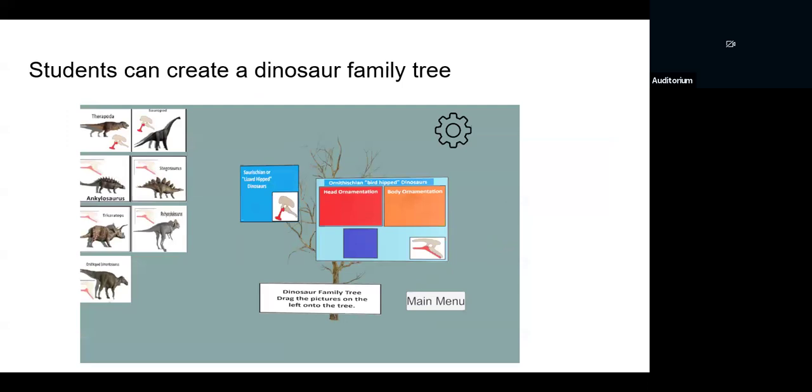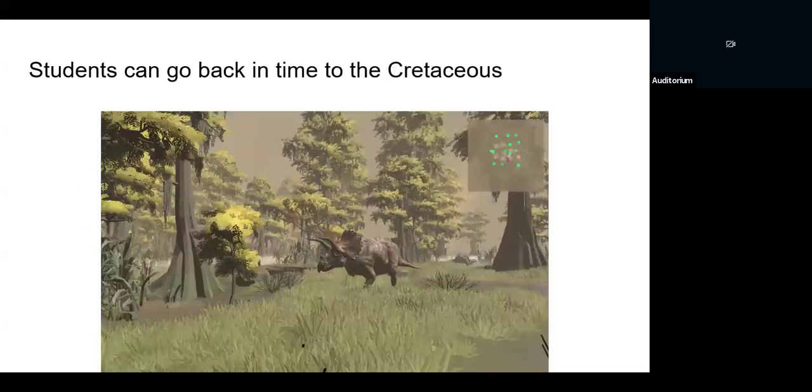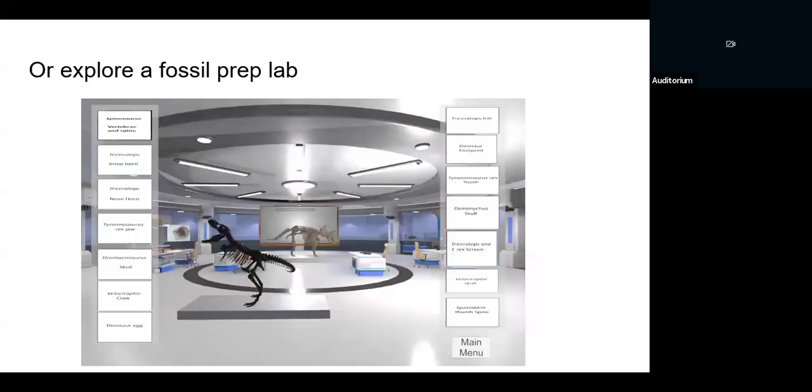There's also an activity where students can drag the main dinosaur groups onto a phylogeny, or family tree, of dinosaurs. There's a restoration of what the Cretaceous may have looked like. We can go around and see not the skeleton or the bones, but the actual dinosaurs. There's a trip that you can take to a modern fossil prep lab.